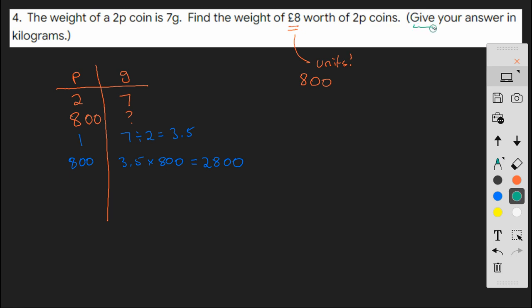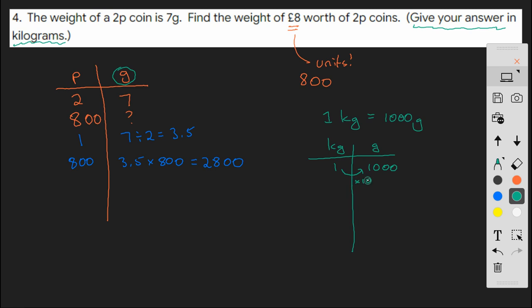Okay, we've got a cheeky little finish here, which is to give your answer in kilograms, because my answer is in grams. Now, again, we've got a little units overlay here, and 1 kilogram is 1,000 grams. Actually, I'll tell you what, I should draw another ratio table. So from kilograms to grams, 1 kilogram is 1,000 grams.